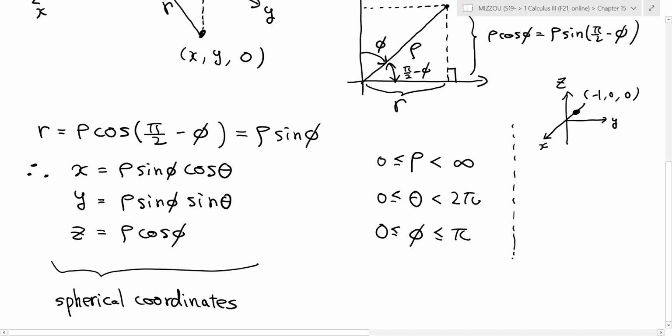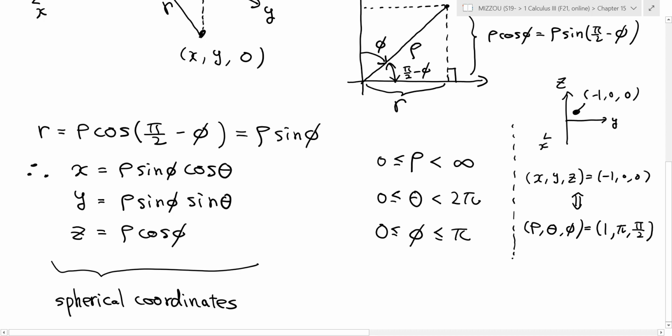So here, this point xyz is negative 1, 0, 0. What does this point correspond to in terms of rho, theta, phi coordinates? Well, rho is 1. Rho cannot be negative. And theta is the angle from the x-axis on the xy plane, so theta is pi. And for phi, the only thing you need is to get to the x-axis from the z-axis, so phi can be pi over 2.